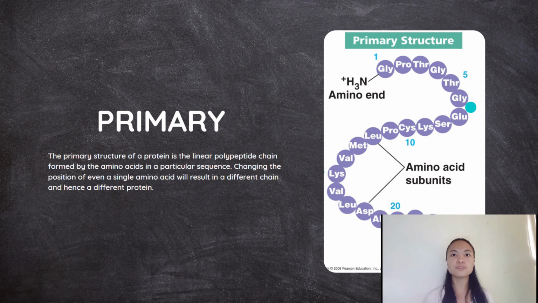For example, the pancreatic hormone insulin has two polypeptide chains, A and B, and they are linked together by disulfide bonds. The N-terminal amino acid of the A chain is glycine, and the C-terminal amino acid is asparagine. The sequences of amino acids in the A and B chains are unique to insulin.